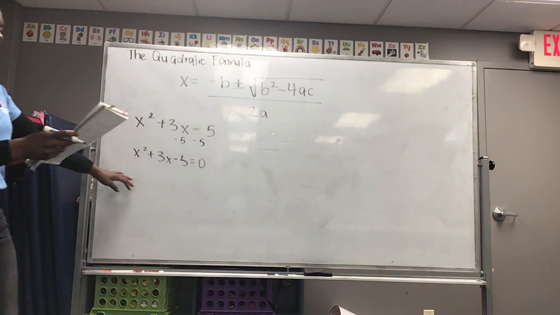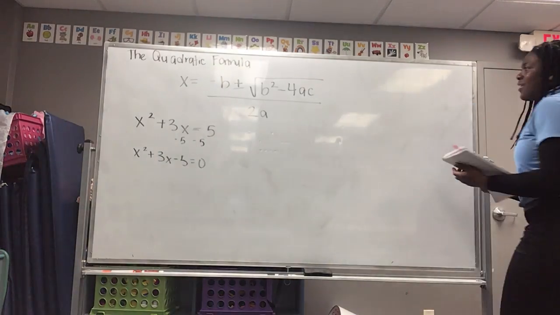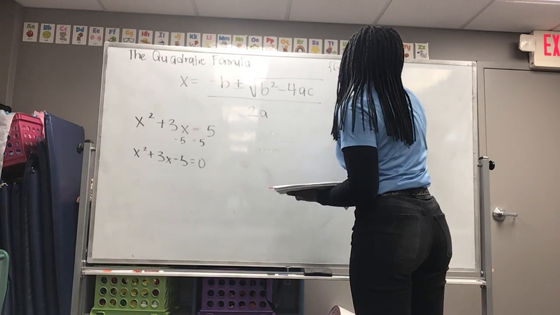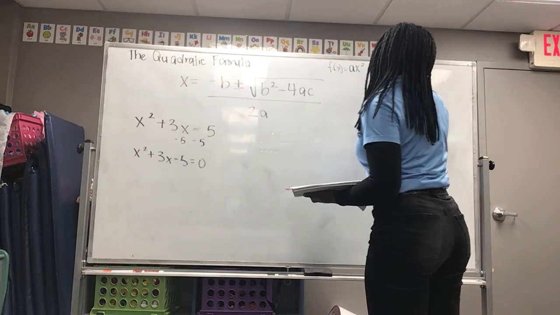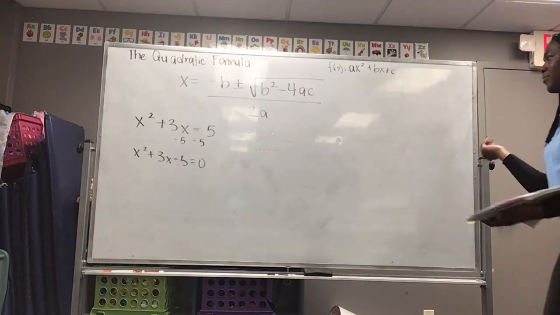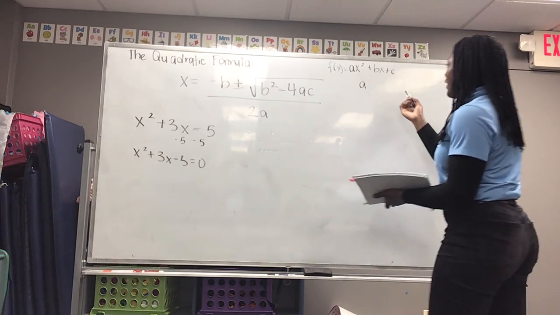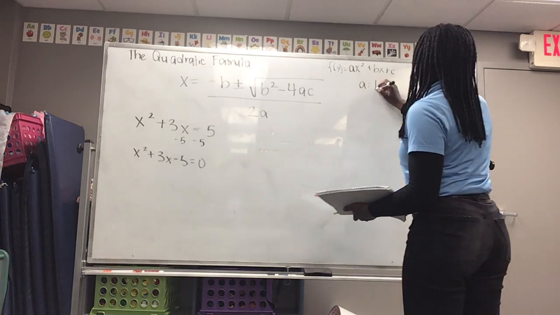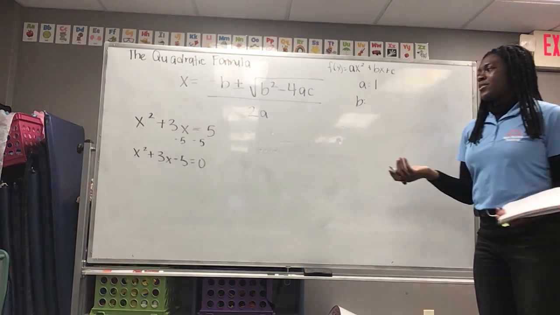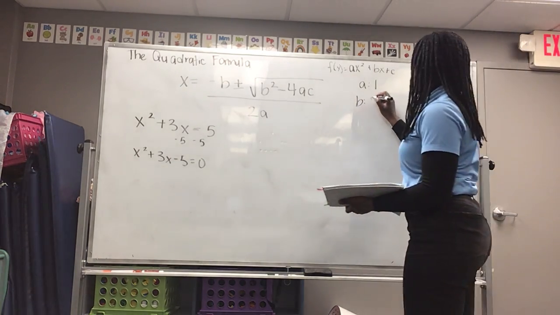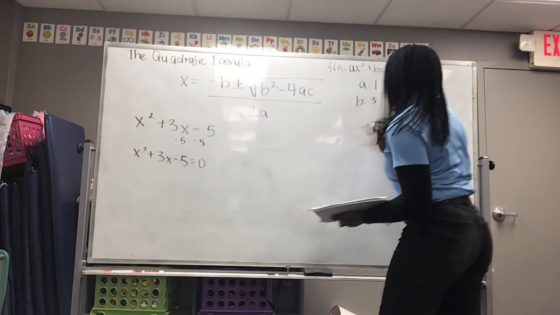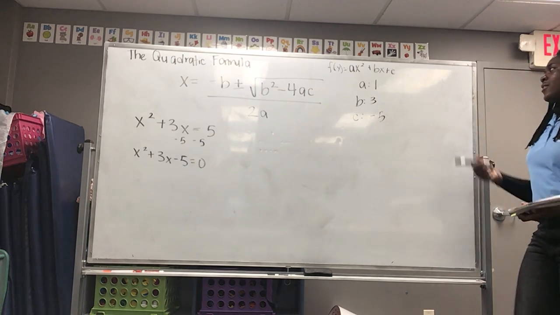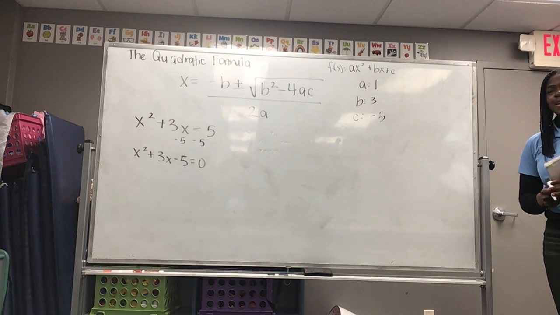Okay, and so before we start this one, I'm actually going to label what a, b, and c are. Again, that's going off of f of x equals ax squared plus bx plus c. That's where I'm getting my a, b, and c from. So a would be just that first term. Again, there's nothing in front of the x squared, so it's technically a 1. My b is that middle term, the coefficient 3. And then my c is the last one, which is negative 5. So a is 1, b is 3, and c is negative 5.